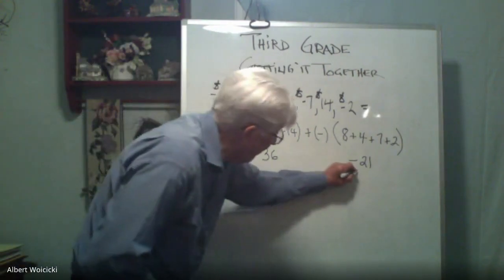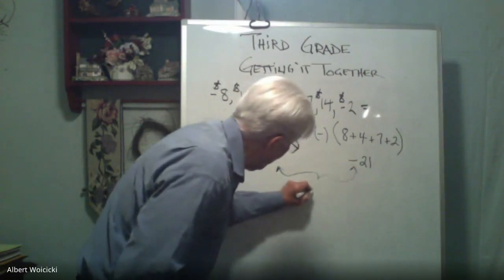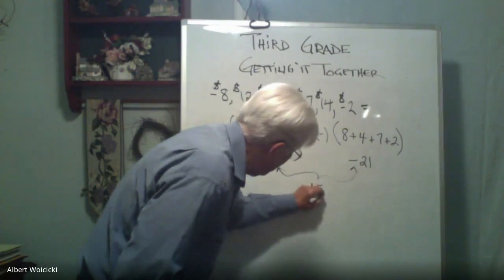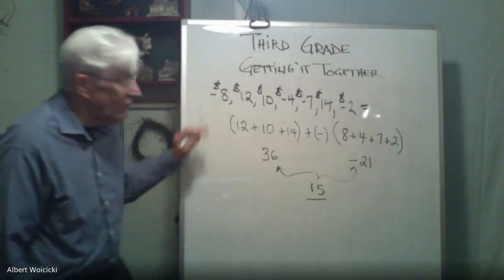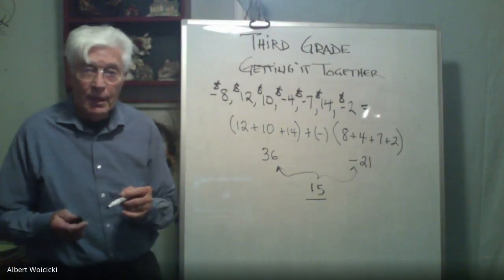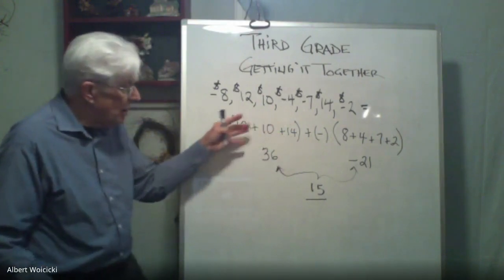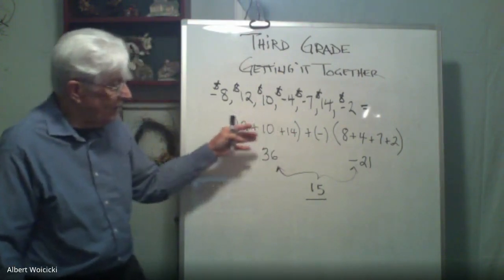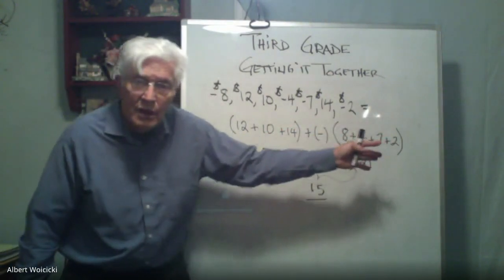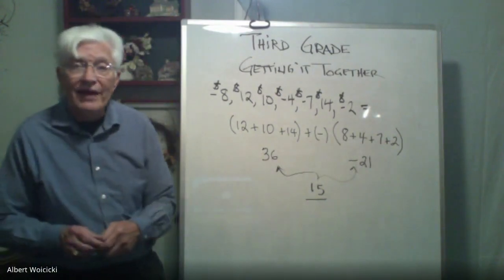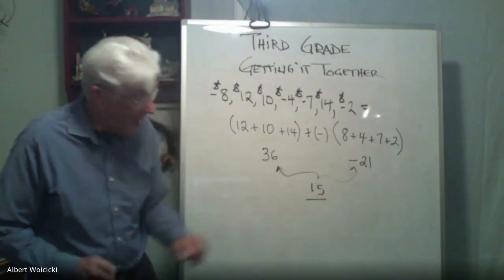So if I combine these two, I end up with 15. So over time, I'm still up 15 from where I started. The point here is, what did I do? I grouped the things that were positive with the things that were going in the other direction. And then I subtracted, or I added in the opposite direction, and I came up with 15.